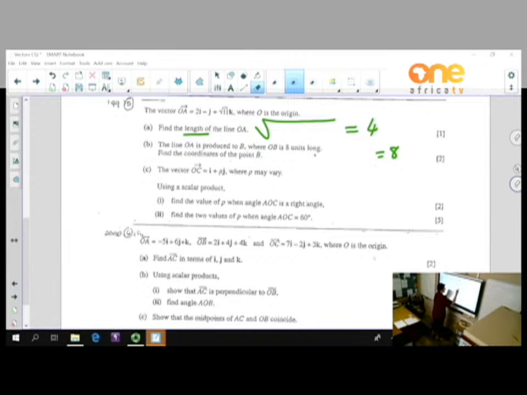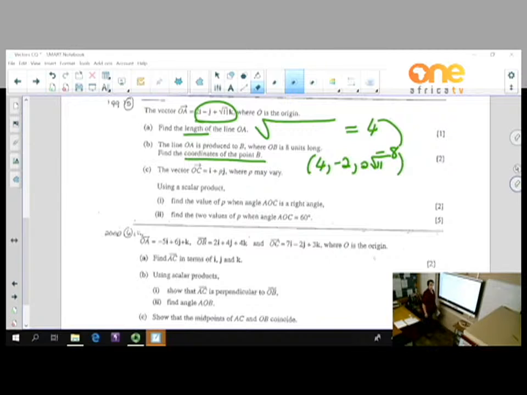So it will then be 4, negative 2, and then 2 square root 11. Because this one is twice that length, that's where I get the 2 from. I multiply all these values by 2. That's how we get that answer, because I have to get coordinates. Read carefully. Do they ask a vector? Do they ask coordinates? On higher level, you won't get marks if you don't adhere.